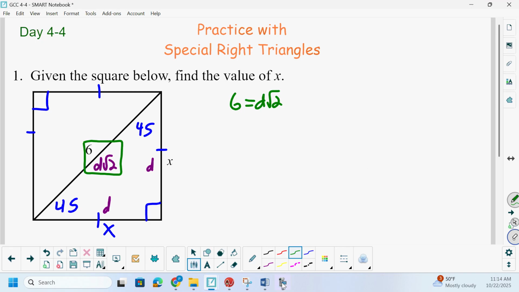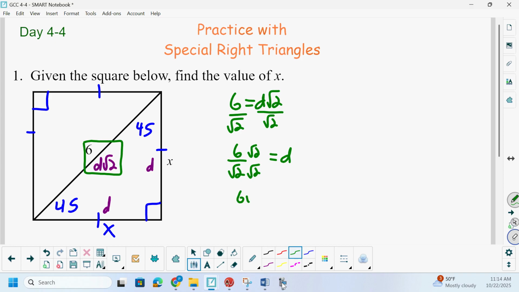We'll now solve that equation to get d by itself. The opposite of multiplying is dividing, so we'll divide by square root of 2 on both sides. That gives us 6 over square root of 2 equals d. We want to rationalize our denominator, which means we do not want to leave a square root in the denominator. So we're going to multiply top and bottom by square root of 2.